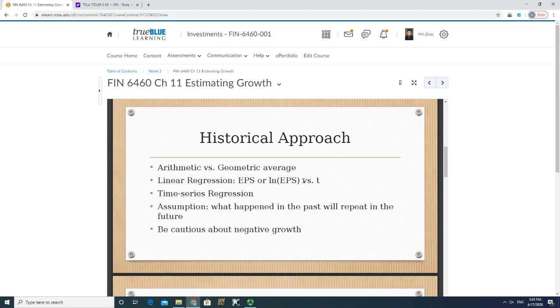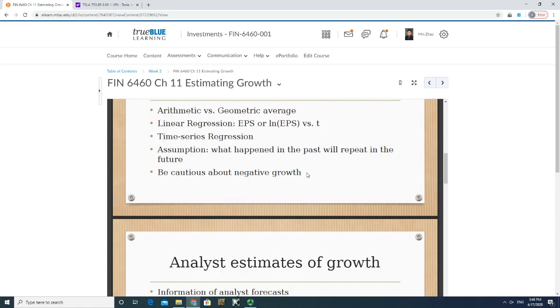Regarding the method, we have two major regressions. First one is linear regression. You regress EPS or log of EPS against time to see what the growth rate was in the past. And the second way is to do the time series growth. But no matter which regression method you're using, keep in mind that what happened in the past may not repeat in the future. If you stick with the historical approach, then you would say what happened in the past will repeat in the future. That is the historical approach.